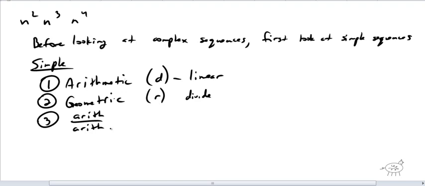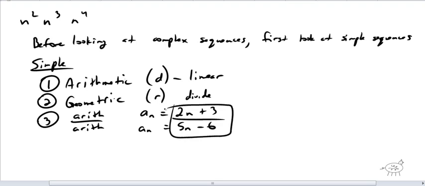Arithmetic over arithmetic could be like a sub n on top equals 2n plus 3, and a sub n on the bottom is 5n minus 6. And that could be your general equation, 2n plus 3 over 5n minus 6. So sometimes you want to look at the top and the bottom separately. But you don't do that until you check for arithmetic and geometric. Because sometimes kids don't look for geometric, and they go right to looking at the top and the bottom separately, where really what you do is you divide and figure out, oh, it's just geometric. It's really an easy problem. Okay?